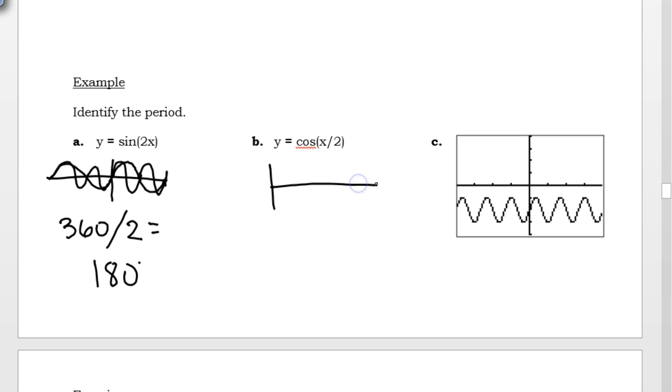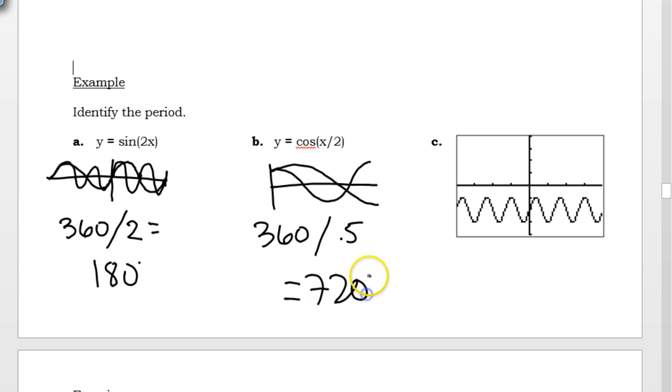I think I'm just going to do the right side on this one because that got really crowded on the last one. So a regular cosine looks like this. And if I can only fit half of a cosine in the same amount of space, I'm only going to see the first half of it. I didn't even finish the other half in my 360-degree window. So 360 divided by a half, and you can do a half as a fraction or a decimal, means that it takes 720 degrees to finish one cycle.